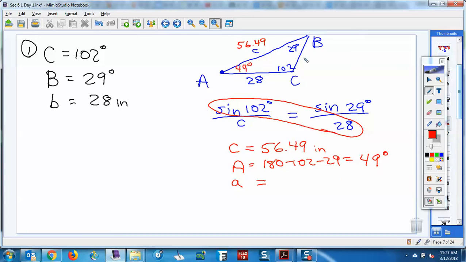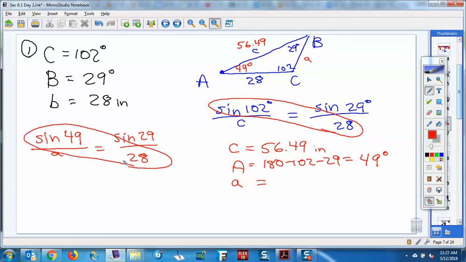Well, I'm going to have to use the 49 because that's what I'm looking for, A, over here. So I'm going to have to go sine 49 over A, and I would go ahead and use that given one that I had, the 29 and the 28. Now, I could use the 102 and the 56.49, but I like to avoid using calculated values if I can. I'd like to use my given values as much as possible. So sine 29 over 28 would be a better bet. So now we cross multiply.